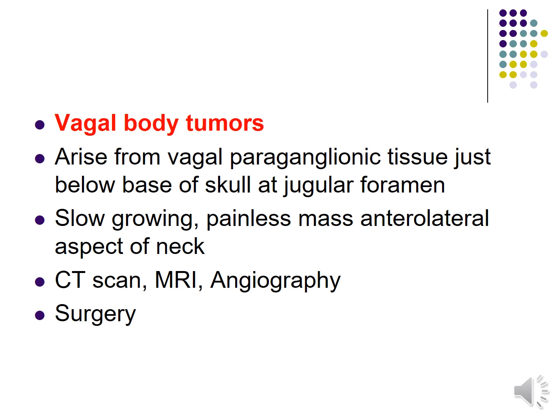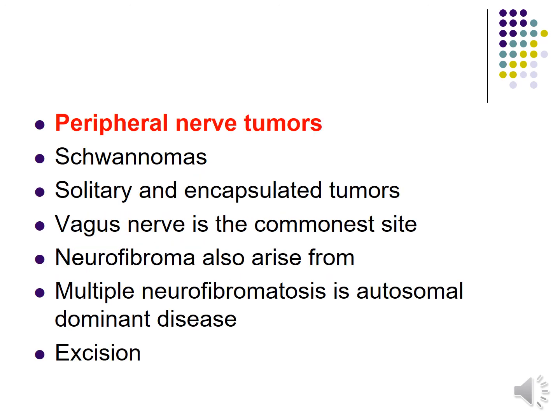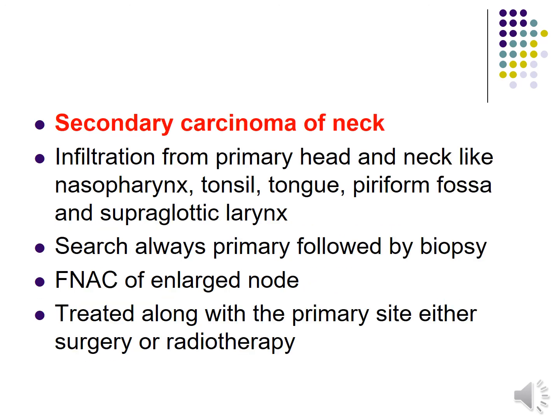The treatment is excision. The peripheral nerve tumors, schwannomas, are solitary and encapsulated tumors. The vagus nerve is the commonest site. The neurofibroma also arises from multiple neurofibromatosis, an autosomal dominant disease. Treatment is by excision.